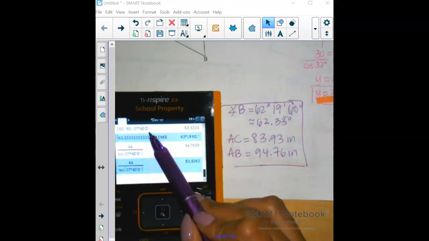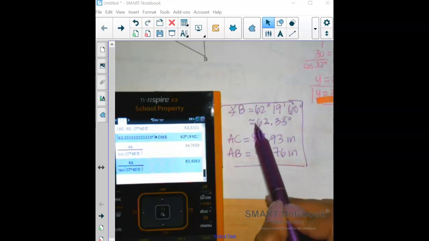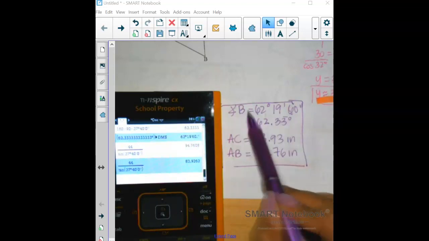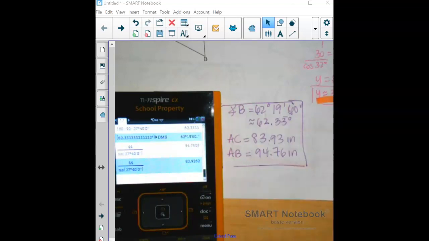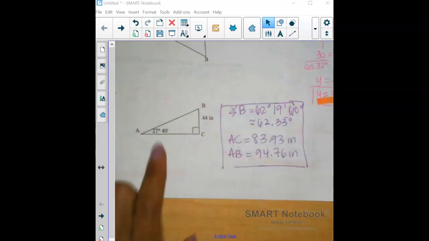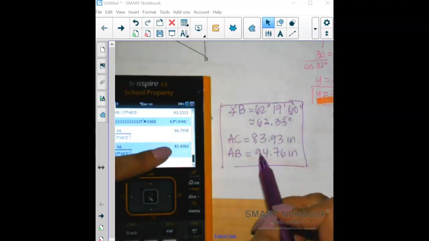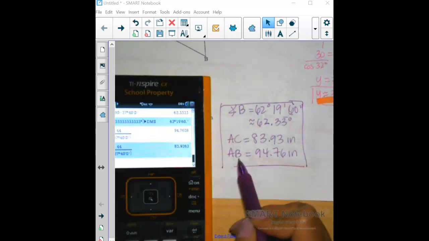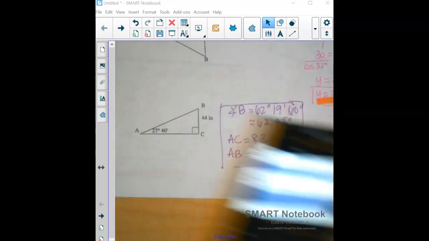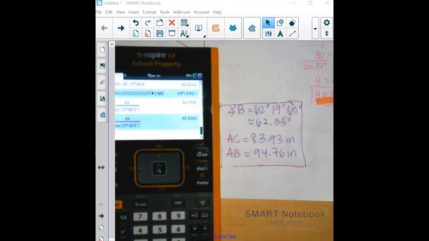So I subtracted everything by the triangle sum theorem to get my angle, which is also my decimal. My decimal and angle in degrees, minutes, and seconds, I just put in two separate forms just in case. For the AC segment, which is this guy down here, you could have given it a different variable, but I just labeled it as segment AC. I got 83.93. And then for AB, which is the hypotenuse, I plugged that in and I got about 94.76. All of these numbers you should have gotten.